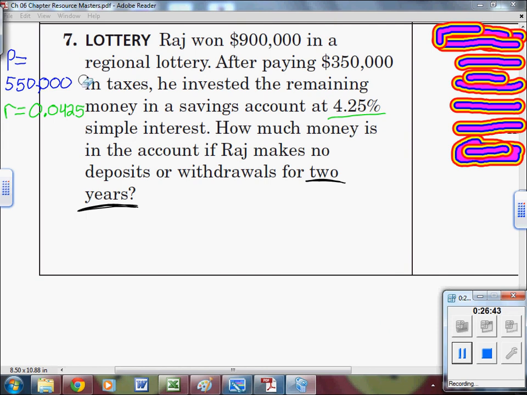Alright, so I've identified the important information. We said the principal was $550,000 because he had to pay taxes off of the $900,000, so he didn't really get to invest the full $900,000. The rate is 4.25%, and the time is 2 years.